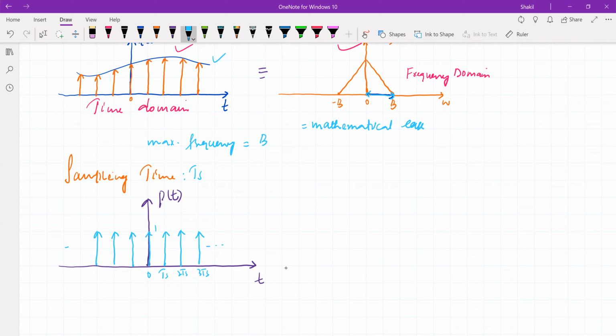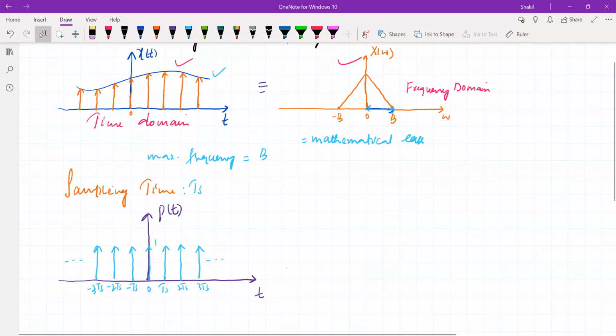So I'm obtaining the samples of this signal at 0, at TS, at 2TS, whatever is the value of TS. The value of TS can be anything: 1 millisecond, 1 microsecond, 1 nanosecond, or even 1 second. But I'm obtaining the samples at an equal duration, meaning uniformly at equal time. So this is how I can obtain them.